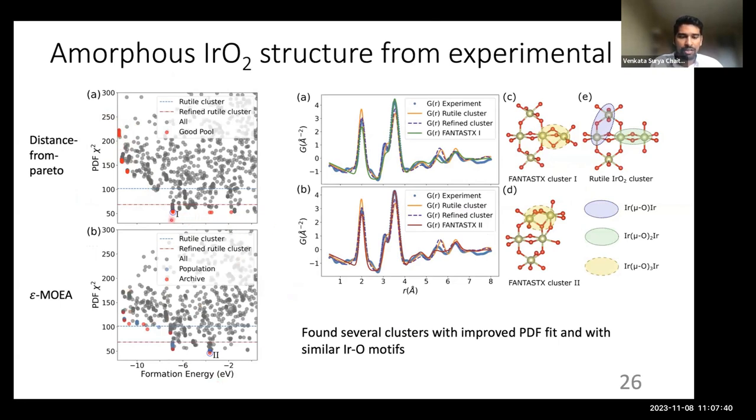And once we have observed the structures that are on the Pareto front, we see that the structural motifs observed in our solutions are also observed in the best guess nanocluster. And also we have a better fit than the previous best guess cluster. So all these structures are better PDF fits, and also they are bulk structures. So we can actually perform theoretical analysis using the structures that we got from the FANTASTX search.